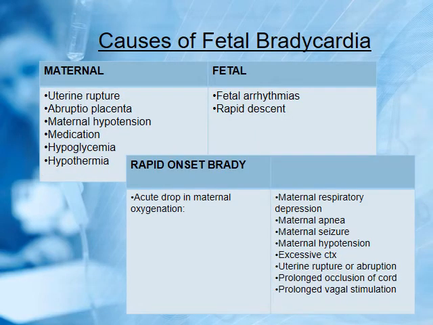The causes of fetal bradycardia. Heart rate dropping can be uterine rupture, placenta came off, mom's got low blood pressure or extremely high blood pressure, medications, blood sugar, she's cold, fetal arrhythmias, rapid descent. Rapid descent can happen, and you hope that the baby just gets delivered really fast. So just know that whatever events are happening to the mom will affect the fetus, and probably you can figure out if they're going to go up or down based on that.